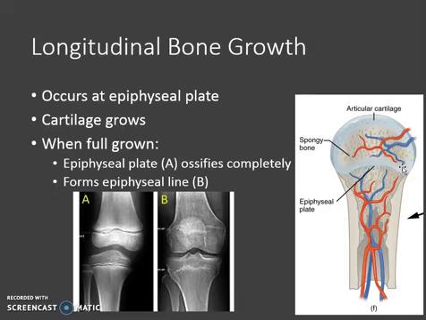Now, when you reach your full-grown height, the epiphyseal plate will completely ossify, and it becomes known as the epiphyseal line, which looks almost like a scar. So you can see here on the right, you can still see what used to be the epiphyseal plate, but you'll notice that it's not a clear separation between the epiphysis and the diaphysis anymore. That's because this cartilage has now ossified. And once this epiphyseal line has formed, the bone is no longer able to grow.